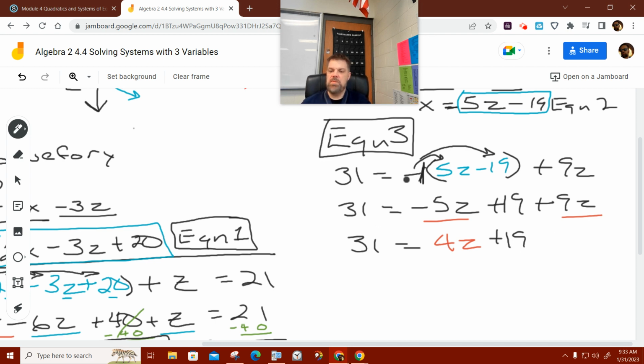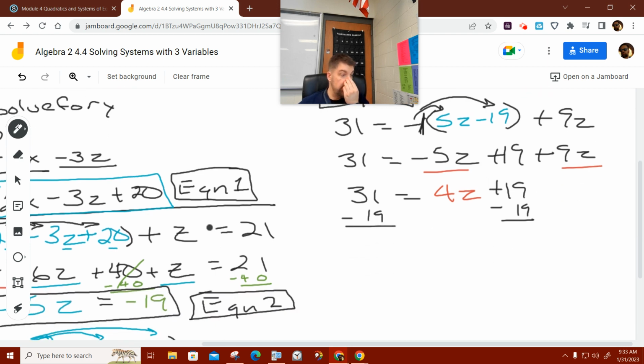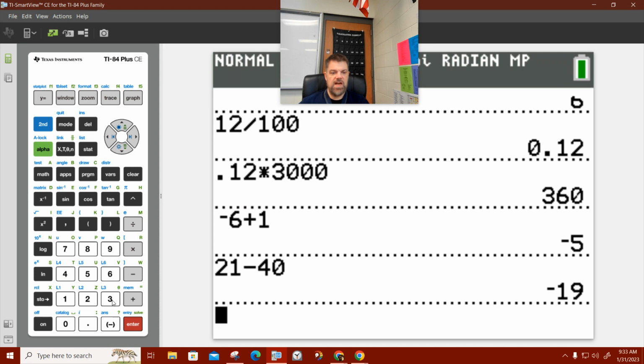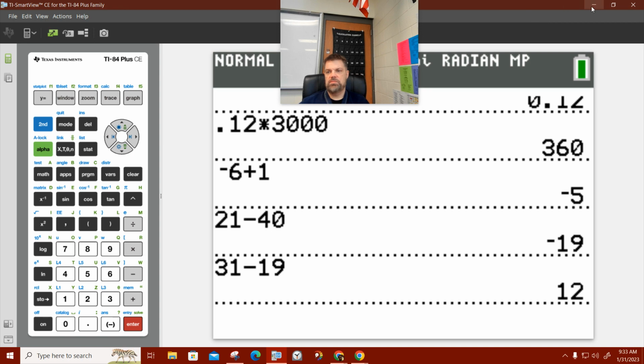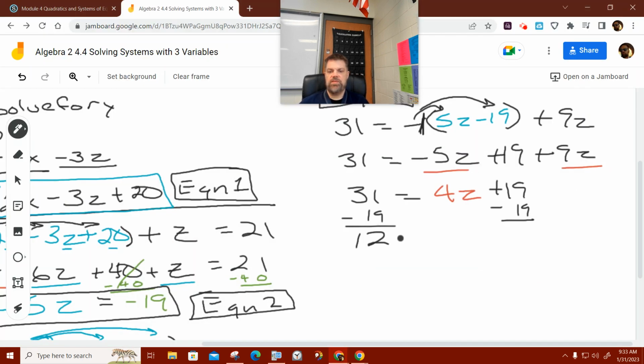All right, so remember negative 1 times negative 19 is positive 19. I forgot to write the 1 in there. So anyways, now I can solve for z. I'm going to subtract 19 from both sides. When I do that, well, let's just do the math. So I've got 31 minus 19, 12. That's pretty easy. So I've got 12 equals 4z. Divide both sides by 4, and I get 3 equals z.